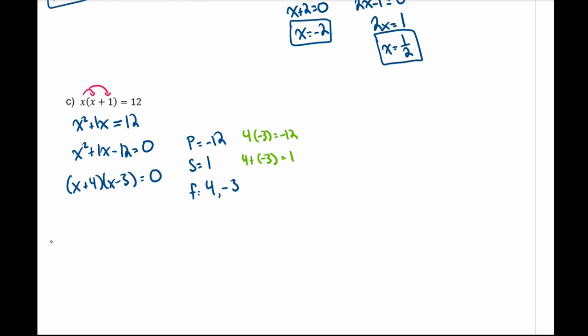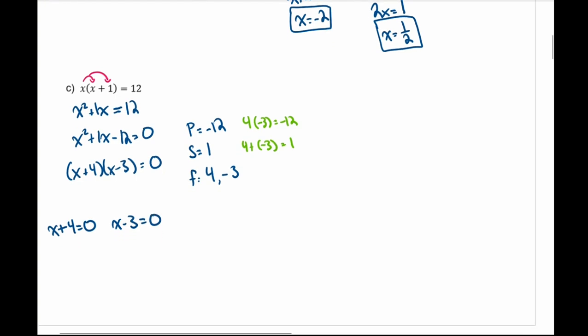Now that I've factored it, I'm going to set each factor equal to 0. So x plus 4 equals 0, x minus 3 equals 0. And now I need to solve both equations for x. x equals negative 4, x equals positive 3. Those are our two solutions for this quadratic equation. Or another way of saying it, the two roots or the two x-intercepts for this quadratic equation are negative 4 and 3.